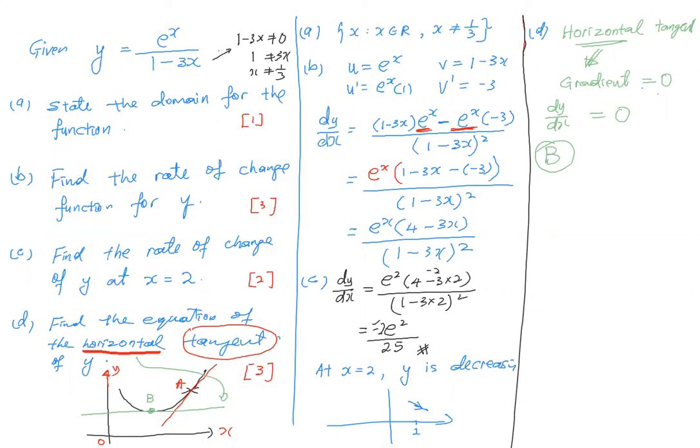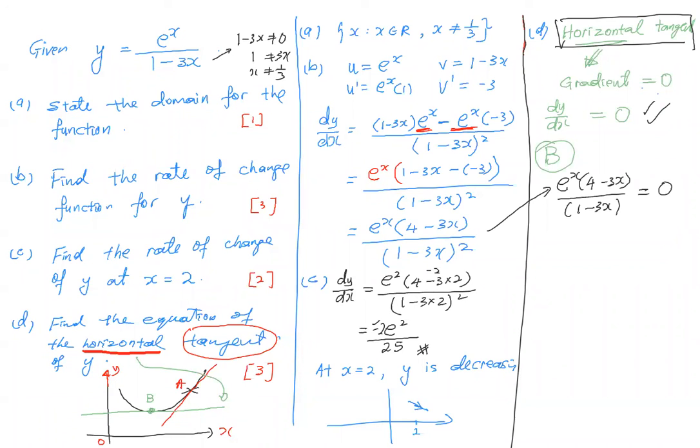Do I have a gradient function? Yeah. Straight away, what must I write down? So the moment I see the word horizontal tangent, the first thing I will have to write down is this one: e to the power x, 4 minus 3x divided by 1 minus 3x equal to 0. Am I right? You get this. This is the information that I give you. You come up with this. Then you solve.